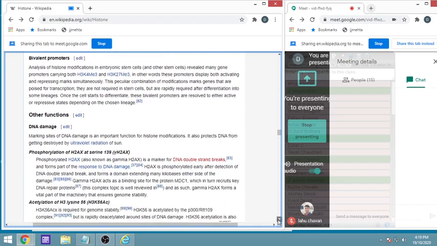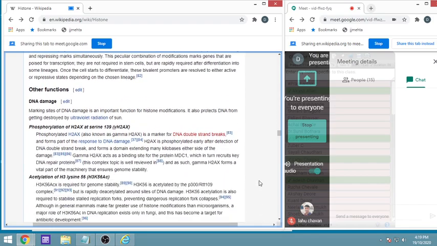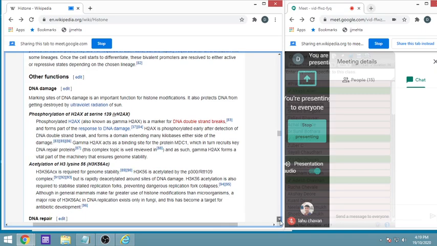Then what are the other functions they are doing? What are the important functions of these various histones? They are important in DNA damage. So they mark the sites of DNA damage, and because of that it can be repaired. It also protects DNA from being destroyed by the ultraviolet radiation of the sun. Okay, then examples of these are the phosphorylation of H2AX at serine 139 and acetylation of H3 lysine 56. So these are there.